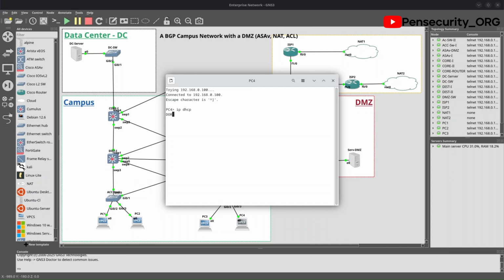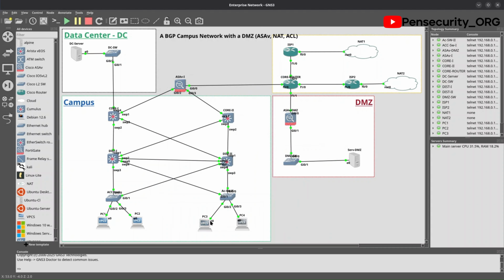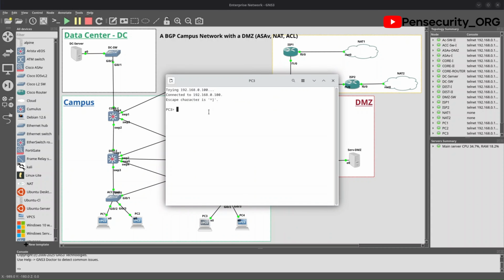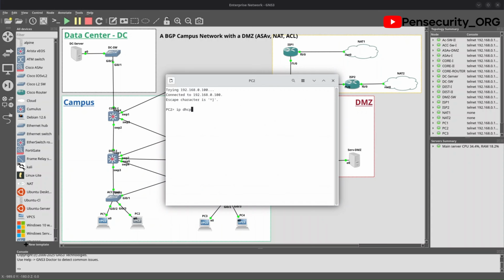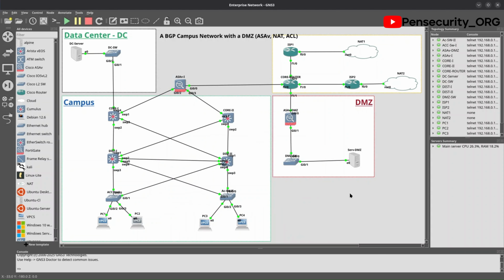So IP DHCP. Correct. So let's see if we can ping the internet. Because one thing is to get the IP, one thing is to see if we all have internet access. So let me close this and let me check for this as well if we have internet access. So we'll ping. Yes, we have internet access. That's correct. Then we'll check this one as well. We have internet. Let's check. Yes, we have internet access. So you can see the network is very, very redundant. So we have internet access on all the end devices.